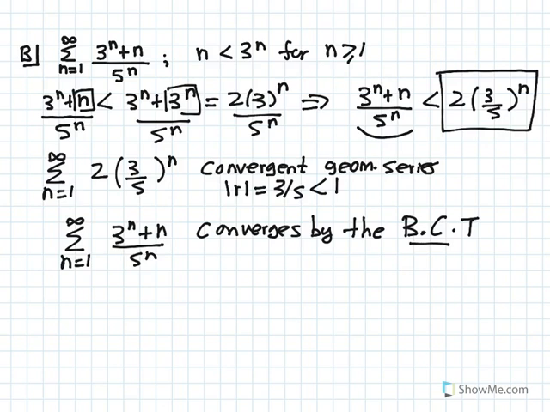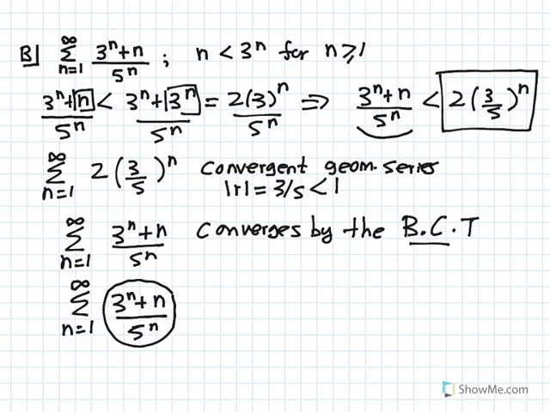All right, let's summarize that. So what we have is the given series is summation (3 to the n plus n) divided by 5 to the n, n goes from 1 to infinity. Every term of our given series is less than every term of a corresponding comparison series, which in this case is a convergent geometric series, 2 times (3 divided by 5) to the n, n equals 1 to infinity.